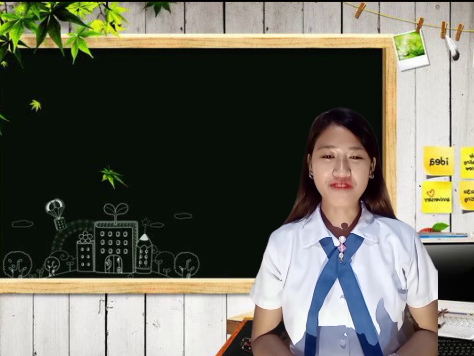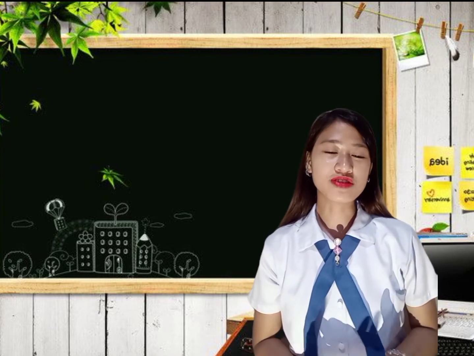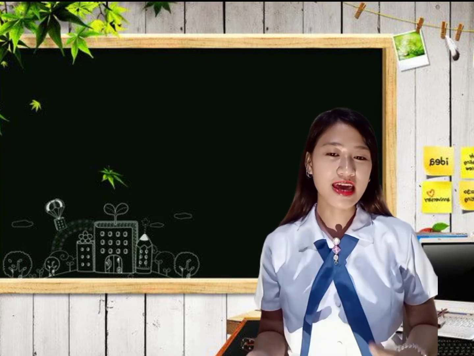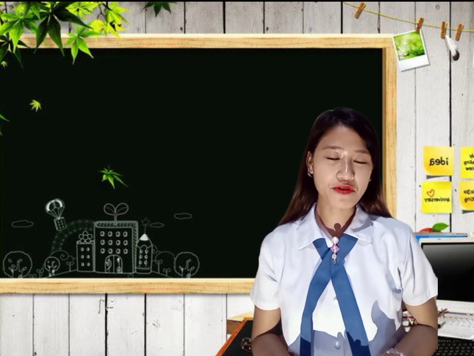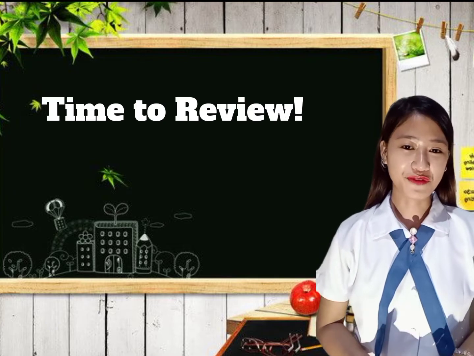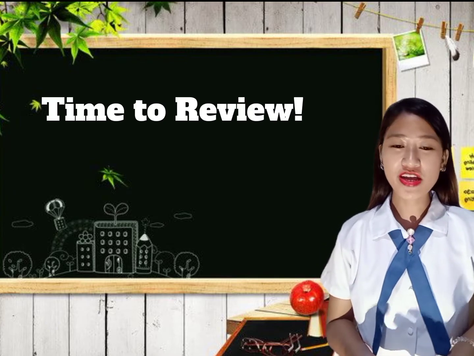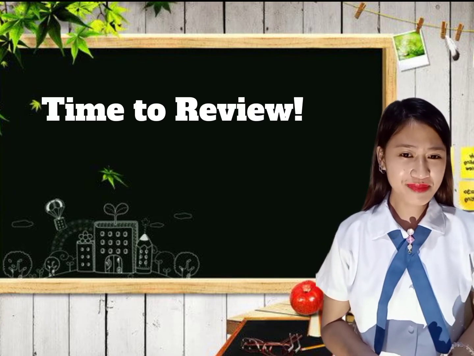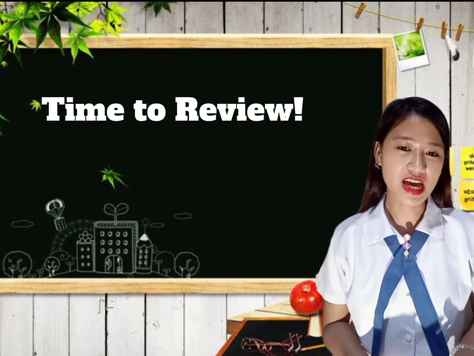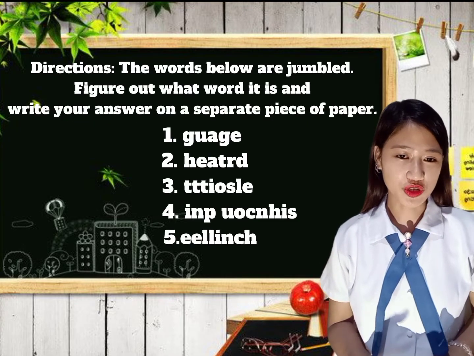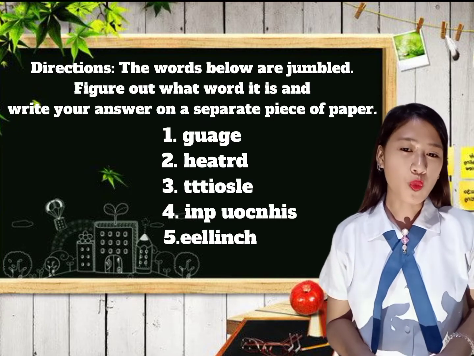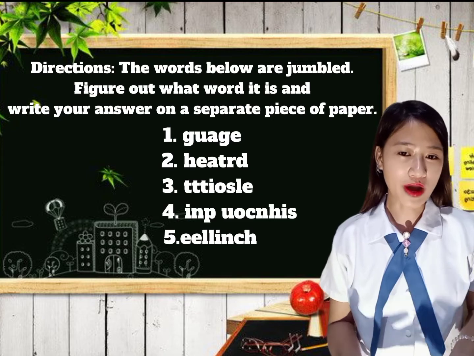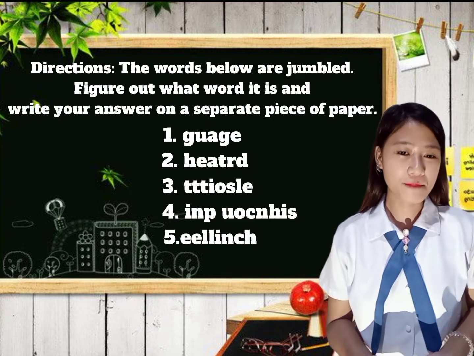Alright, very good. Get ready your self-learning module. Then, kindly cooperate to our discussion. Get your paper and pen. But before that, do you still remember the topic we discussed last time? Let's check it with this activity. The direction is the words below are jumbled. Figure out what word it is and write your answer on a separate piece of paper.